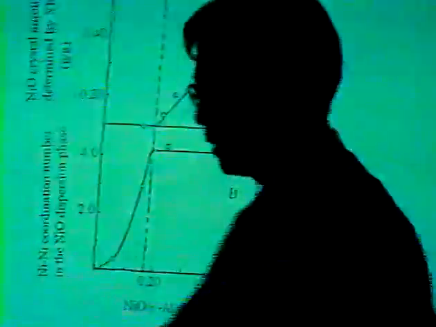Because as soon as the nickel oxide is dispersed on the surface of alumina, the nickel can still contact oxygen ions on the surface of the alumina. But the nickel-nickel neighbors will become much fewer than in the crystal phase of nickel oxide.